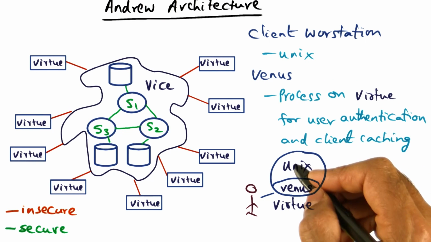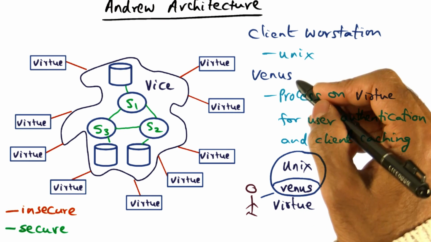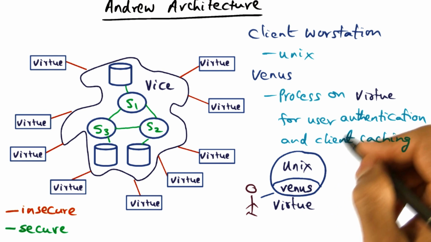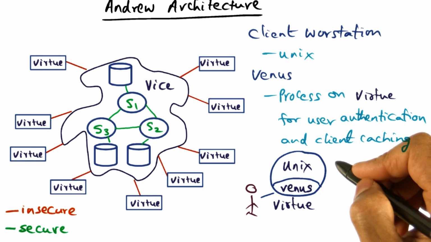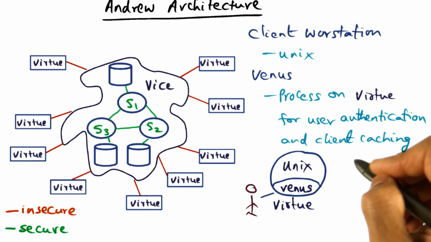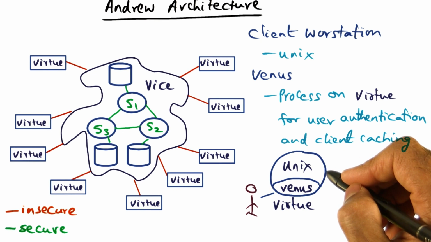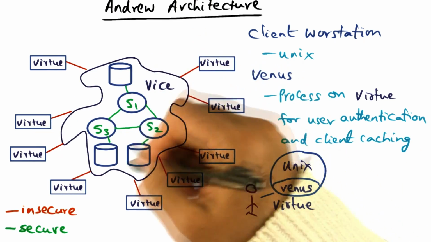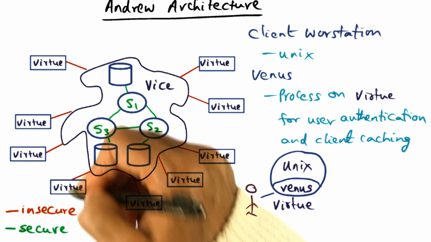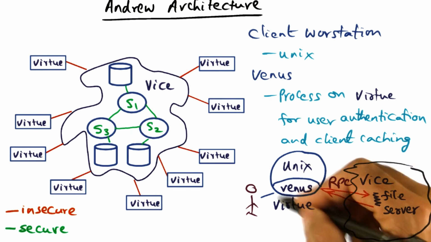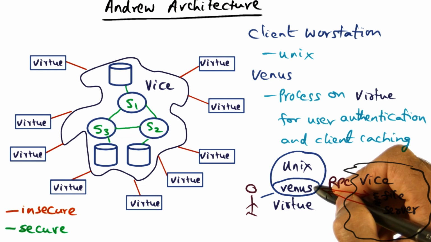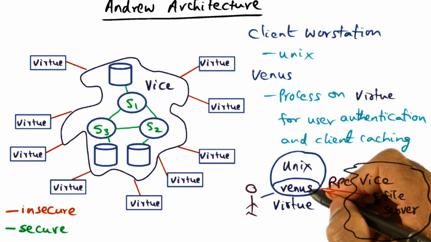So inside each client workstation, there is a special process called Venus, and this process, which runs on the Virtue workstation, is for the purpose of authentication of the user and for client caching of files that the user may fetch from the Vice servers into the workstation that they're logging into. The user will use RPC in order to get the files that they want to work on the workstation, and this is where Venus comes in.